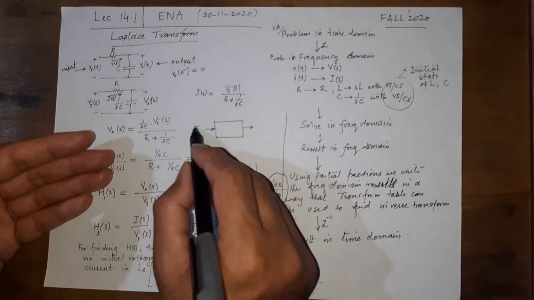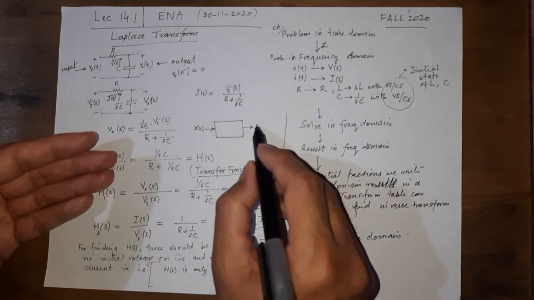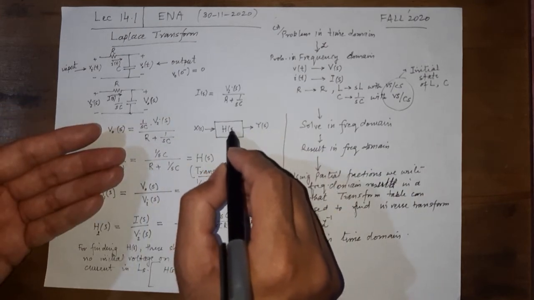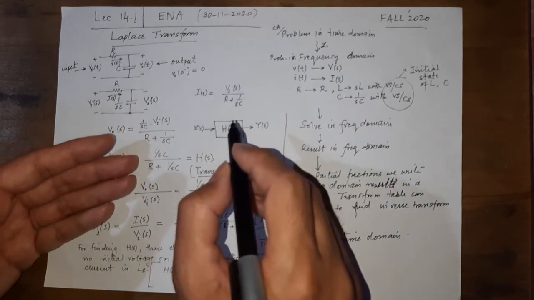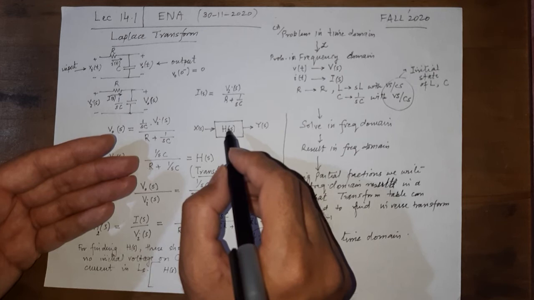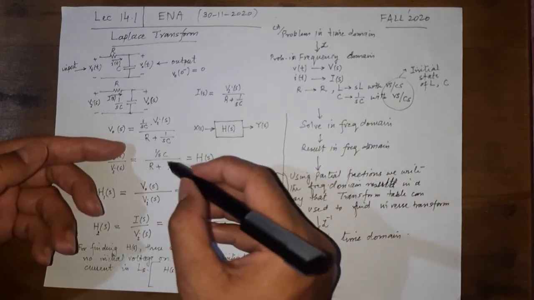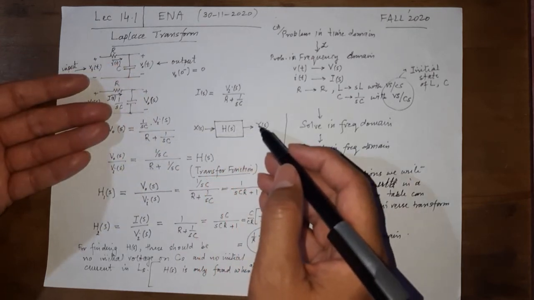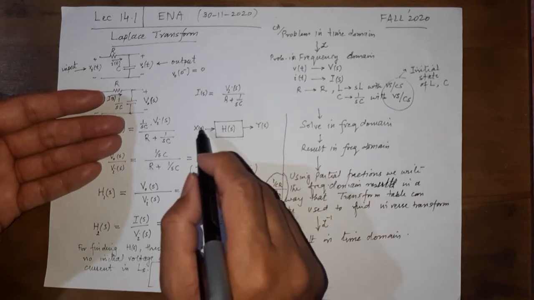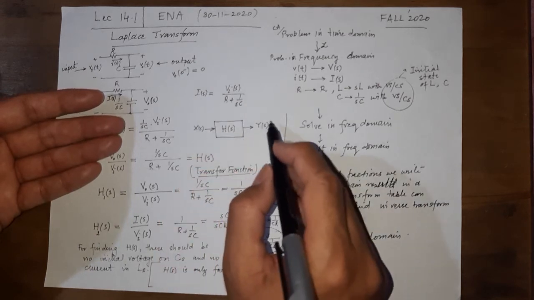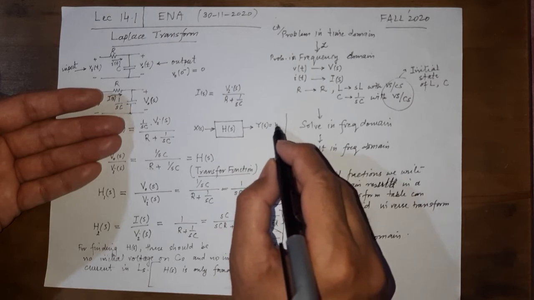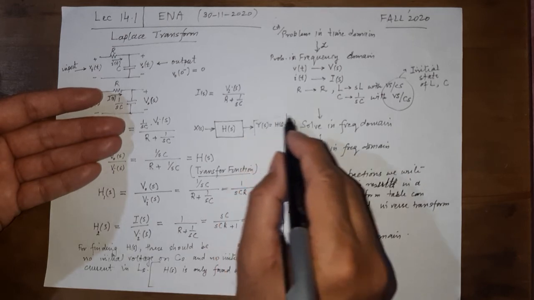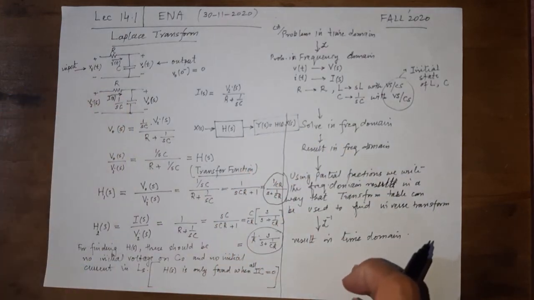And if X of S is the input and Y of S is some output, then the transfer function is something that can be written in the box. Why? Because it describes what the system is in terms of the system elements. So H of S only has C and R for this system. Whatever is the input is not part of the transfer function, and the transfer function tells how the input gets transferred to the output. So the output is the transfer function multiplied by the input. That is how the transfer function is described.